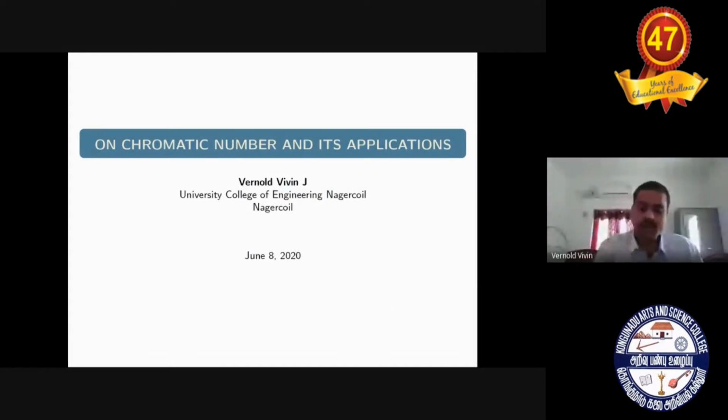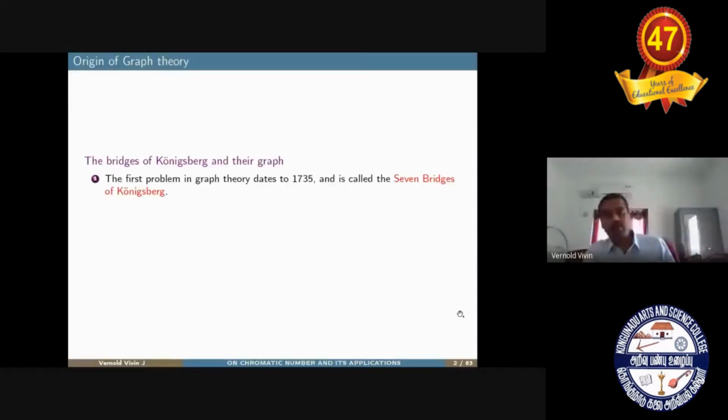To begin with, I start with the origin of graph theory. How did graph theory originate? So the slide begins. This is the origin of graph theory. The first problem in graph theory dates to 1735, and it is called the Seven Bridges of Königsberg. This is the basic problem of how graph theory originated.